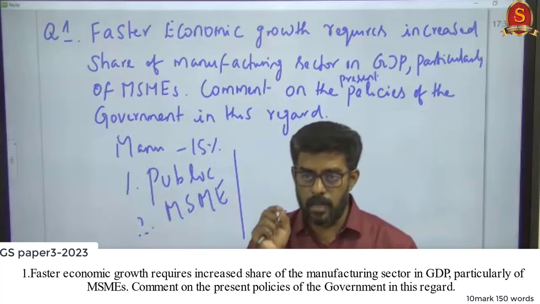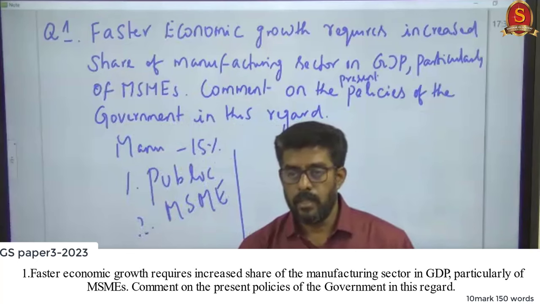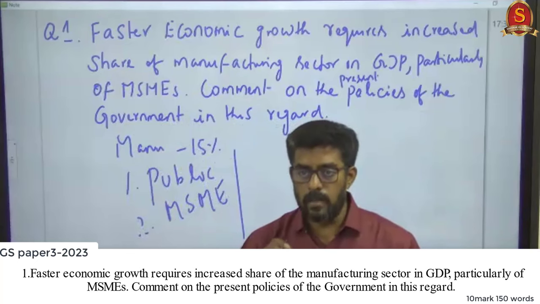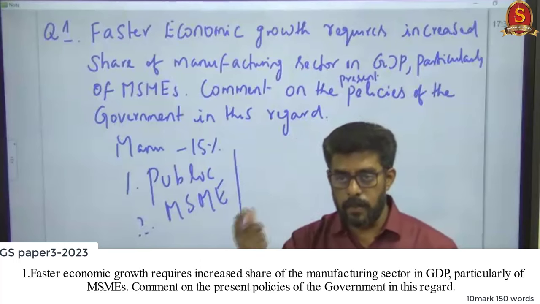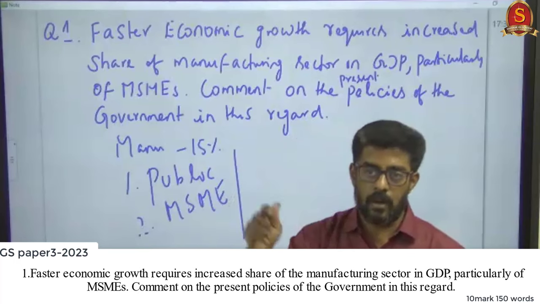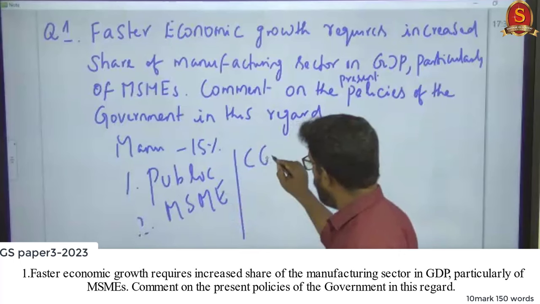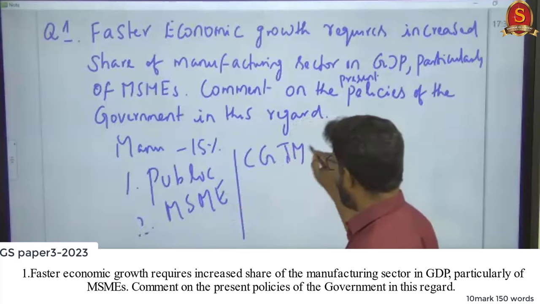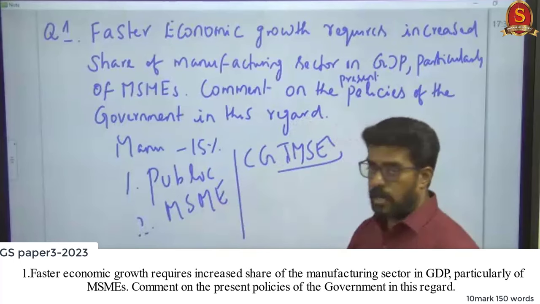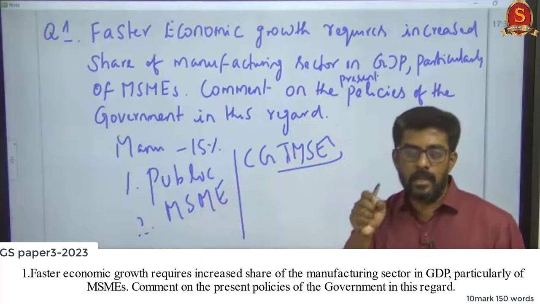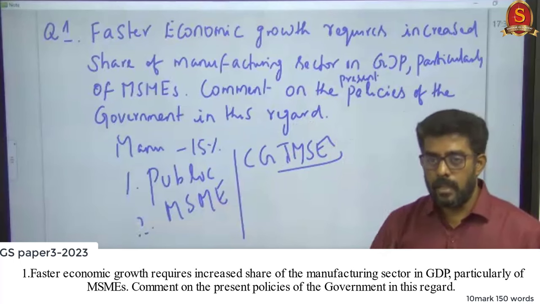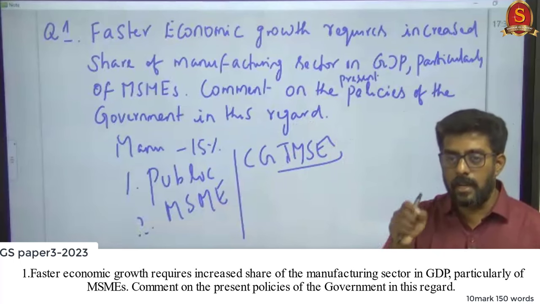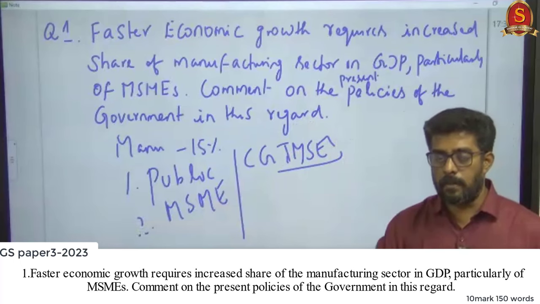So here we have a scheme, a policy approach of the government. What is the policy approach of the government? Based on the announcement policy of the government, we have a fund called CGTMSE, a fund which is operating in India. The full form is Credit Guarantee Trust Fund for Micro and Small Enterprises. Let me repeat, Credit Guarantee Trust Fund for Micro and Small Enterprises.